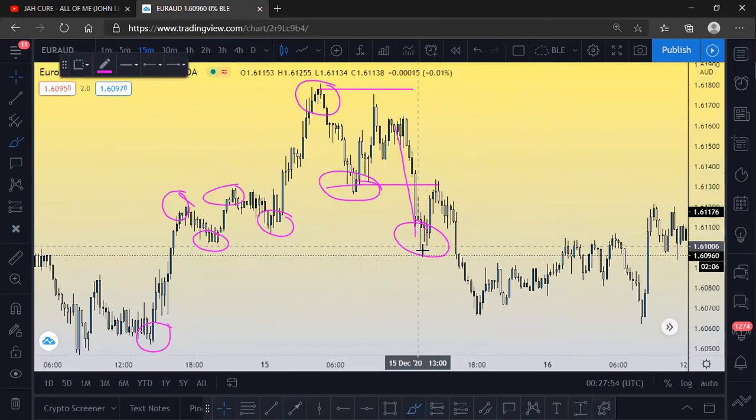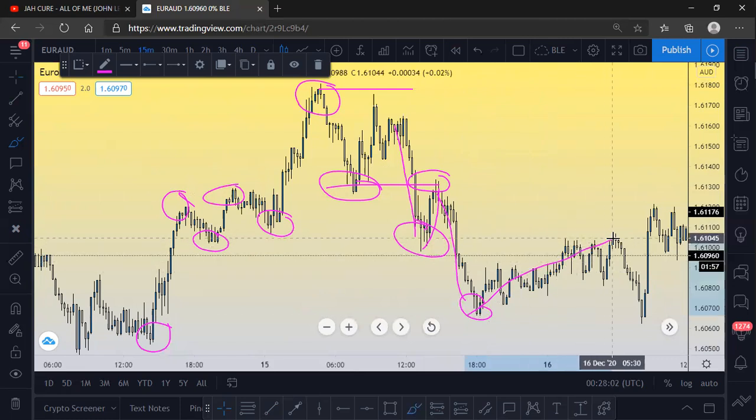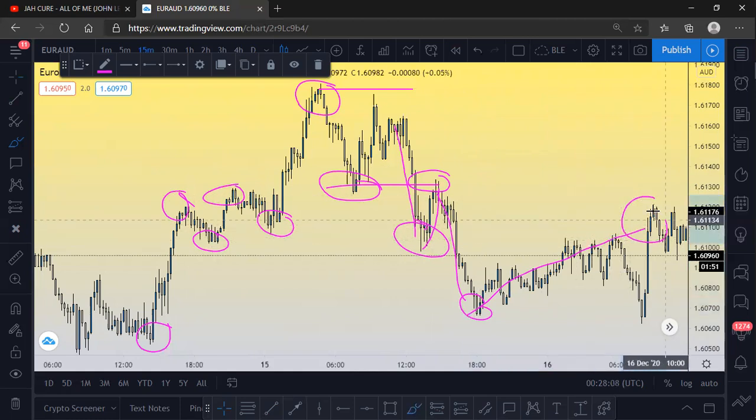So now price came back up here. This is our lower high, came down, gave us this lower low, rallied back up, price broke structure. All right, good. So it rallied back up and gave us our lower high.